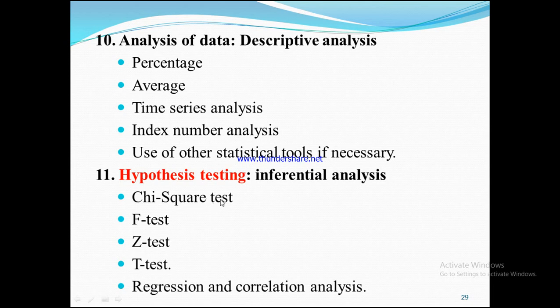Because this chi-square testing measures how well the observed distribution of data fits with the distribution that is expected if the variables are independent. So, the chi-square test is commonly used for testing the relationship between categorical variables.